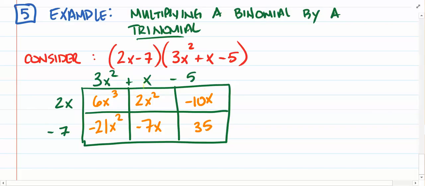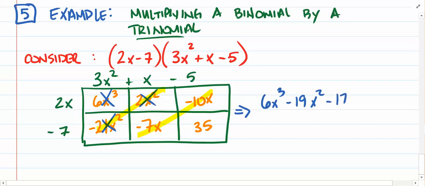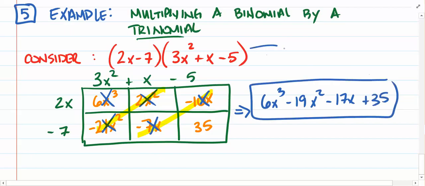Now, like I said before, if they're written in standard form, the diagonals will be like terms. And you can see that my squareds are in diagonal and my x's are in diagonal. So then to clean this up, the final answer is going to be 6x to the third. So that one's done. 2x squareds minus 21x squareds is a negative 19x squareds. So that one's done and that one's done. Negative 10x and a negative 7x make a negative 17x. So that one's done and that one's done. And then lastly, I have a positive 35. And that is my final answer when we multiply.